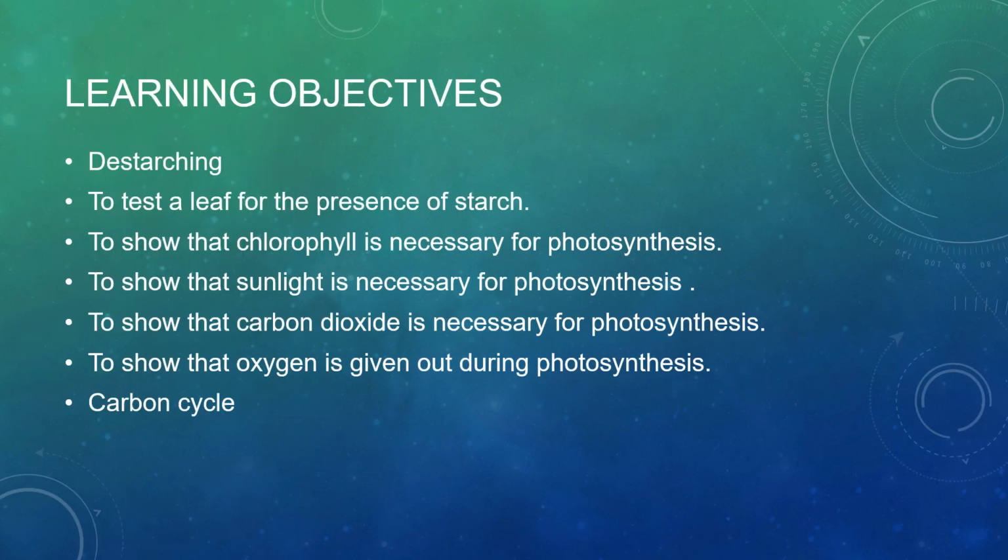So what are the learning objectives of today's lesson? In today's lesson we will be studying what is destarching, how to test a leaf for the presence of starch, and to show chlorophyll is necessary for photosynthesis, sunlight is necessary for photosynthesis, carbon dioxide is necessary for photosynthesis. These are the important factors which are necessary for photosynthesis, and we are just proving it with the help of experiments, and we will show that oxygen is given out during photosynthesis.